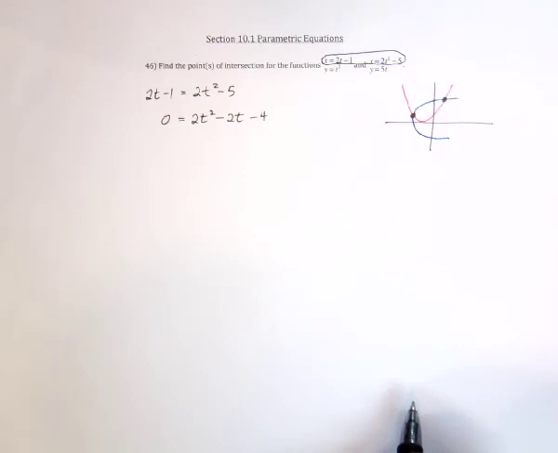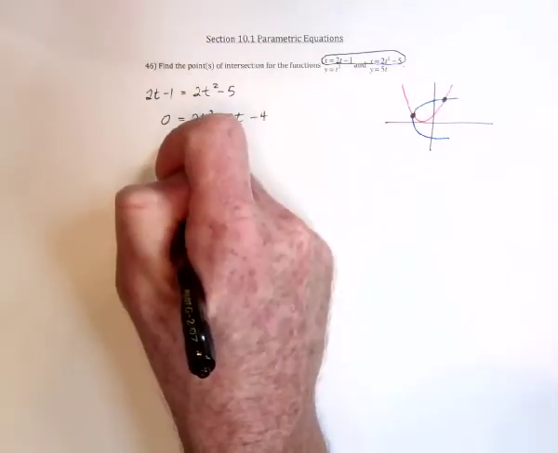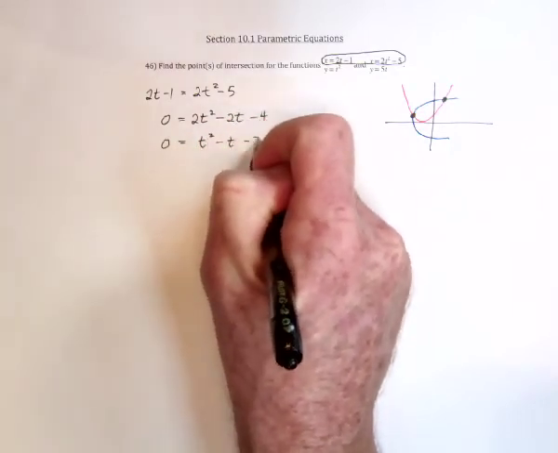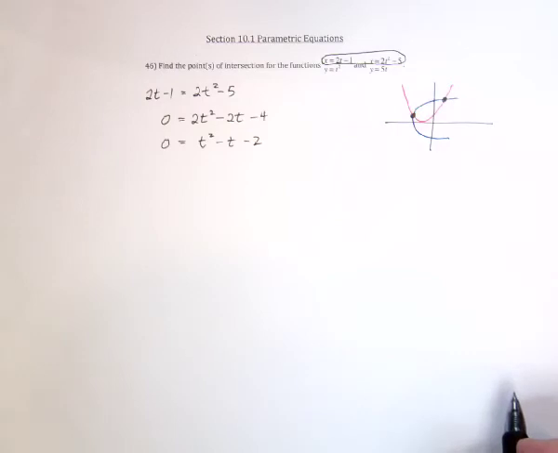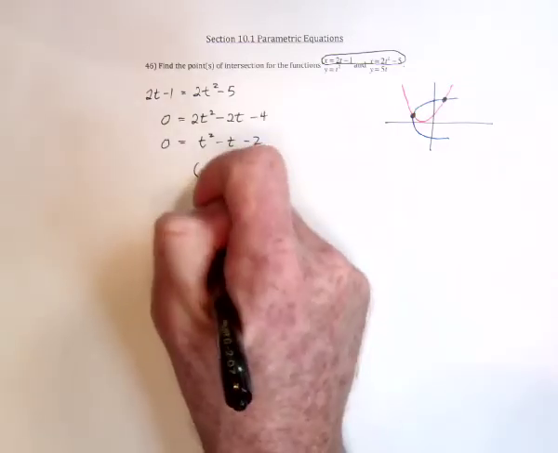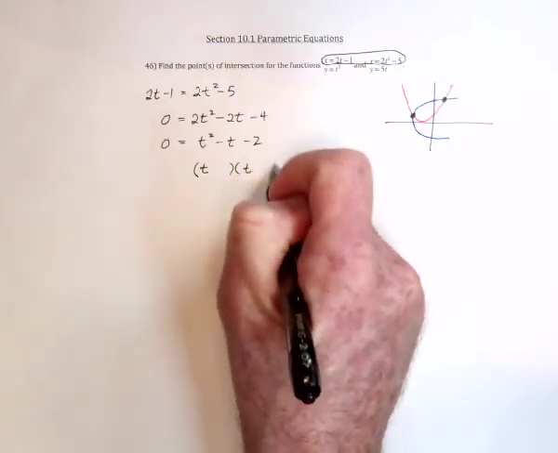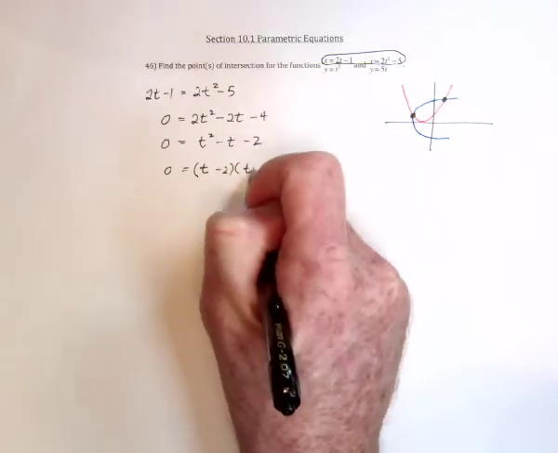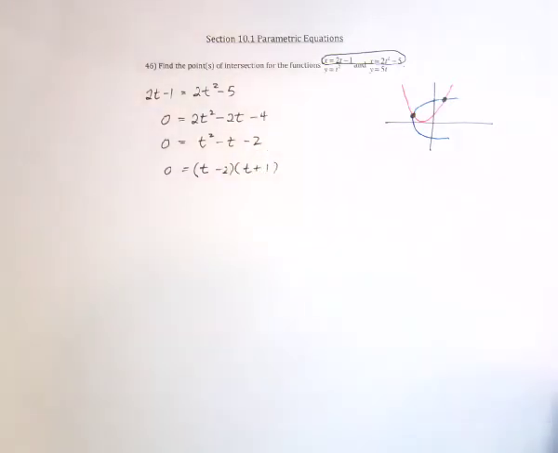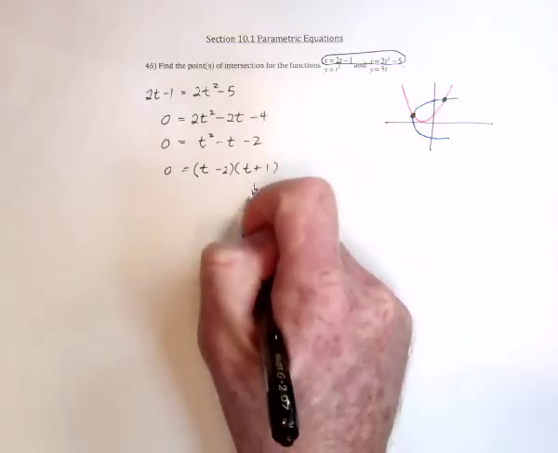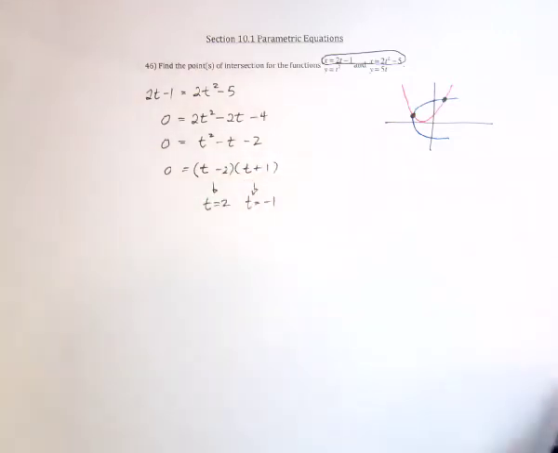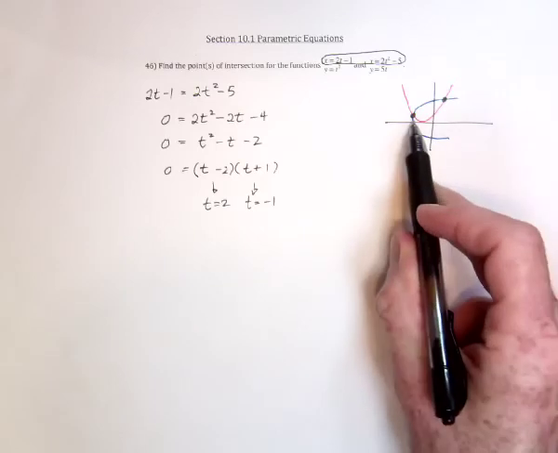Or you could divide everything by 2 and make the numbers smaller. So it's going to be t squared minus t minus 2. Oh my goodness, that even factors. So t, and then for a -2, we'd need -2 times a positive 1. And then the middle term would be -t. Okay, so for this we get t could be -1, t could be 2. So perhaps that right there is going to give us both of these.